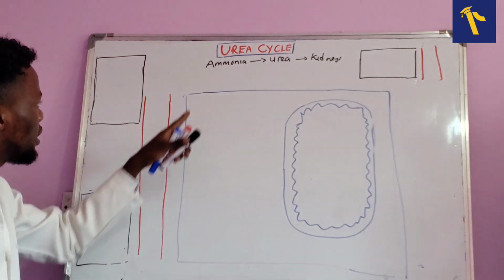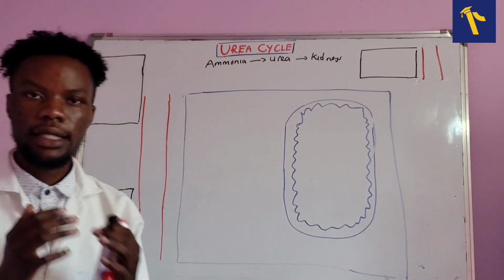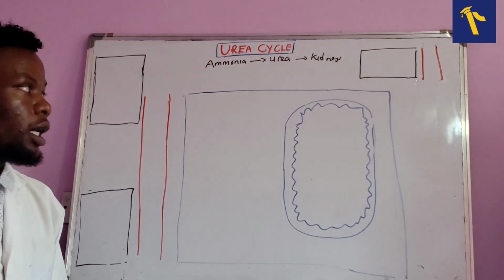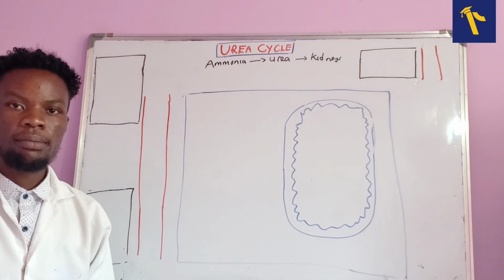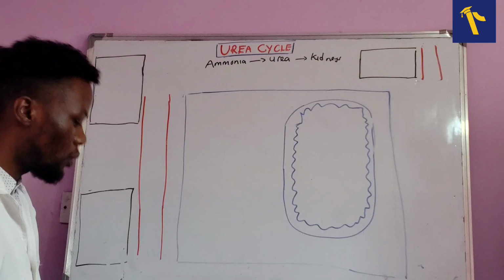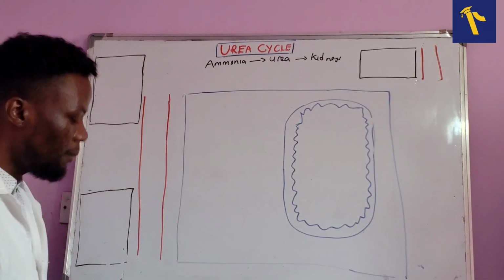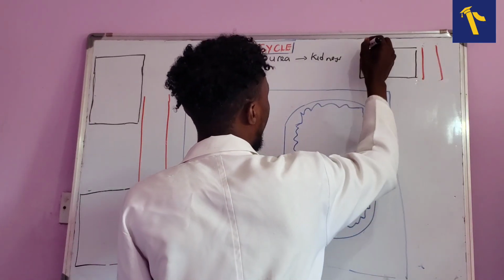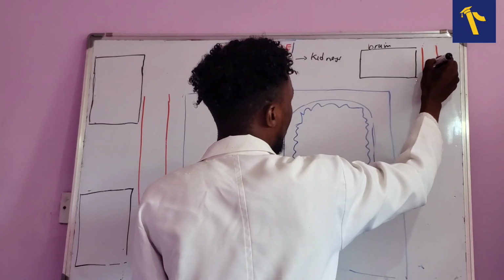Because if ammonia is left accumulated in the blood vessels, it has the ability to go into the brain, and there in the brain it can cause various complications like cerebral edema, coma, as well as the death of the patient. So what are we simply saying? We're saying ammonia, which is this one. Let's imagine that this is the brain, and this is ammonia.